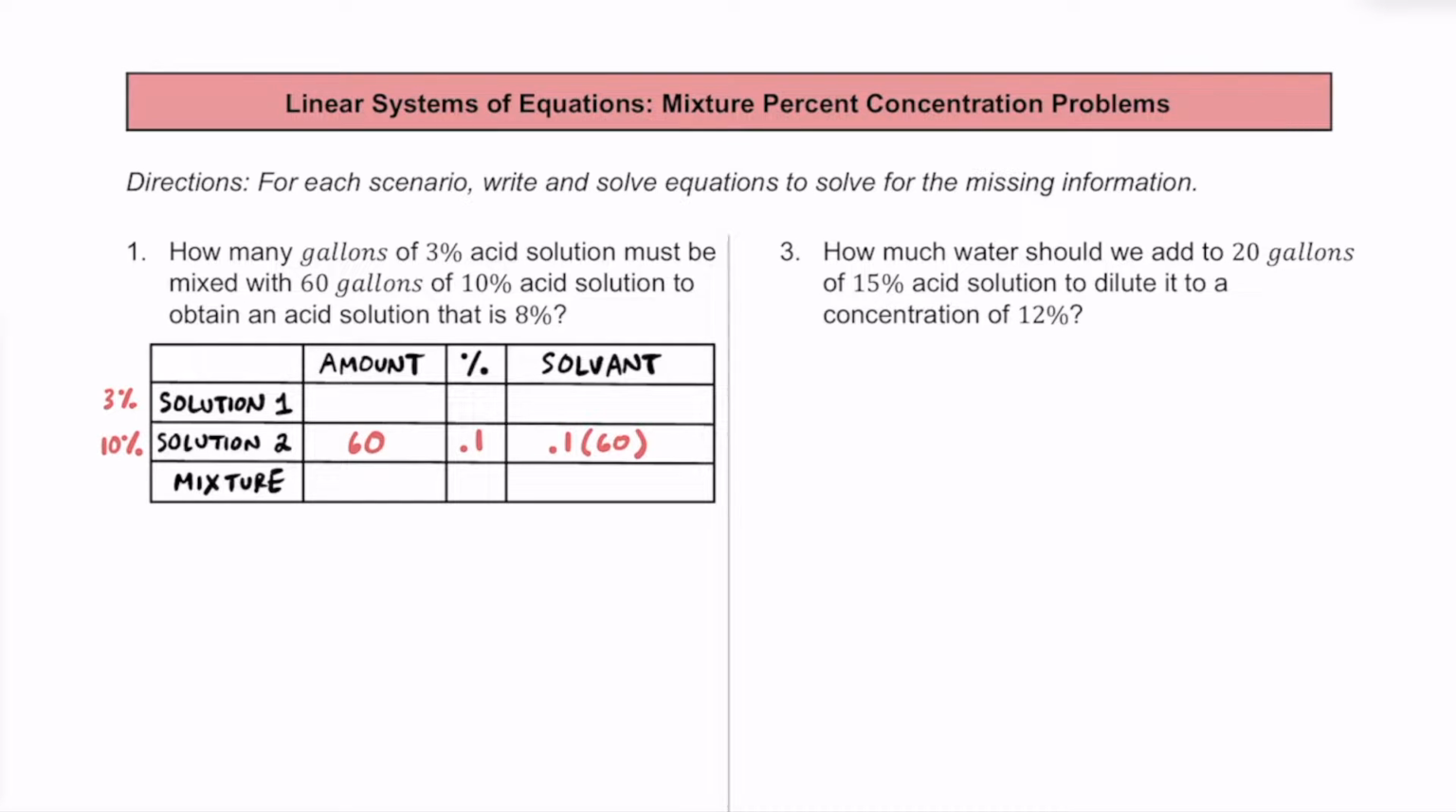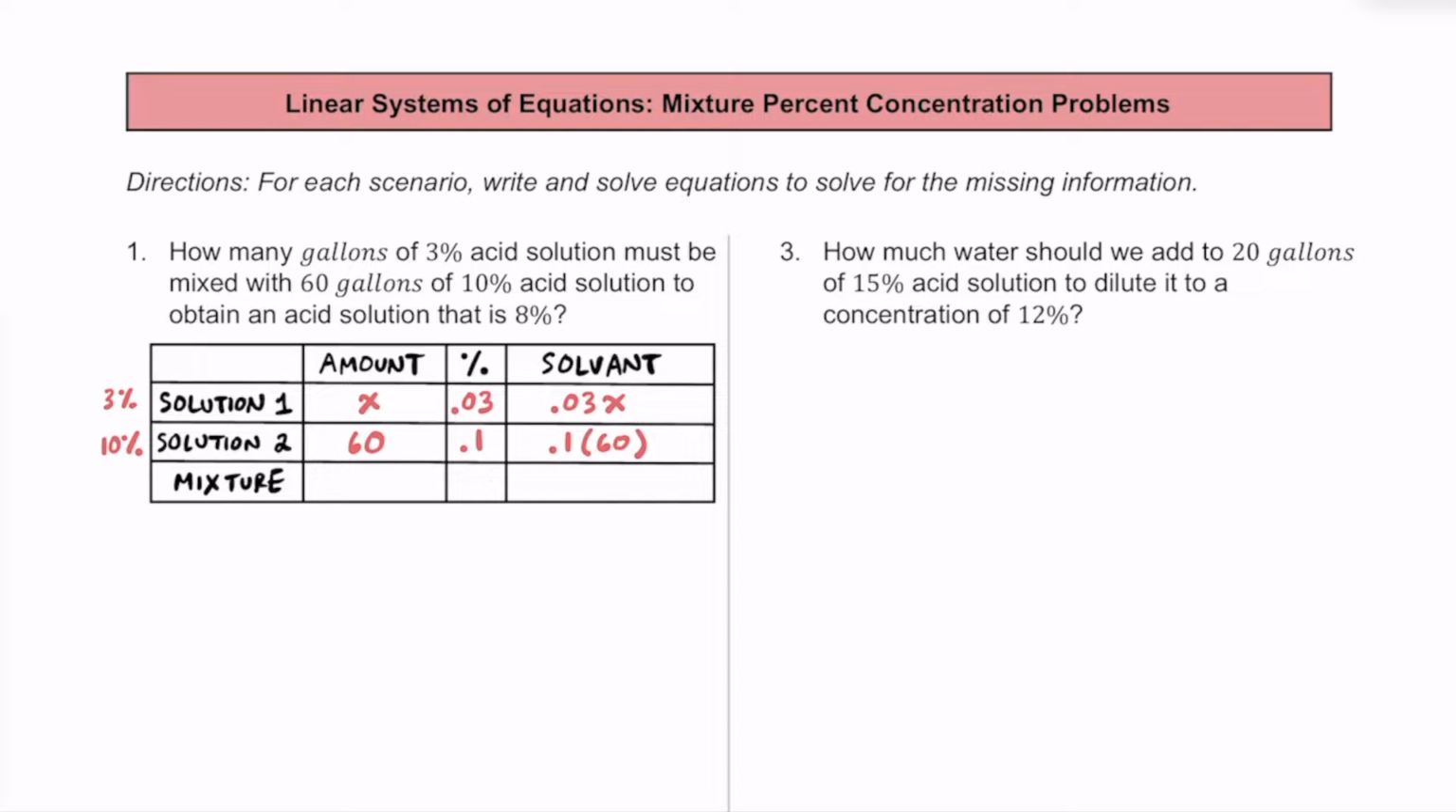Now for solution 1, we don't know how many gallons it's going to be. That's actually what we're solving for. So I'm going to introduce a variable, x, for how much of solution 1 we're putting in. We do know, however, that the concentration is going to be 3% acid solution. So to figure out how much acid is in there, it's going to be 0.03 multiplied by however many gallons that's going to be.